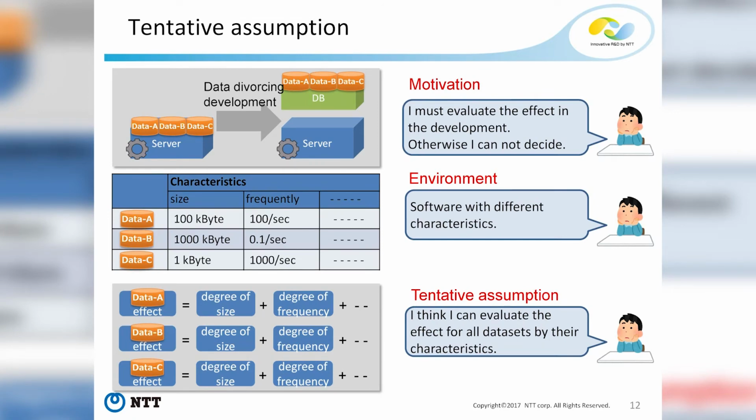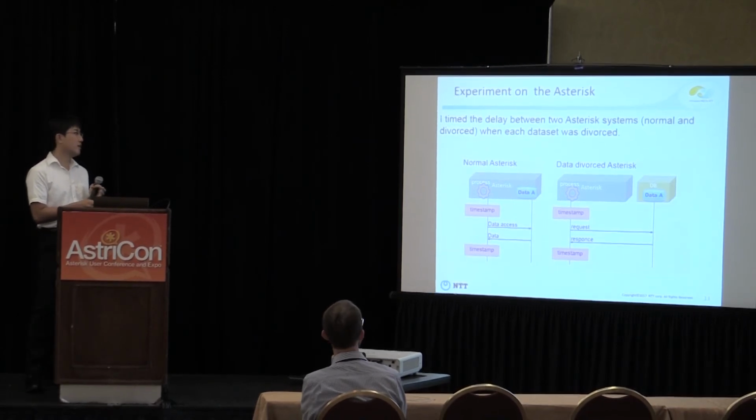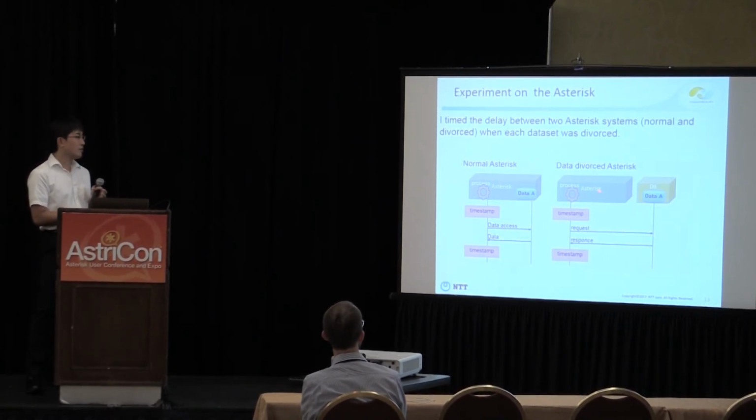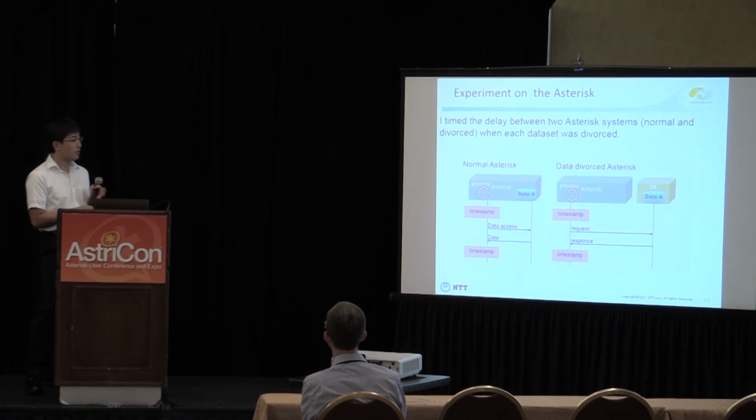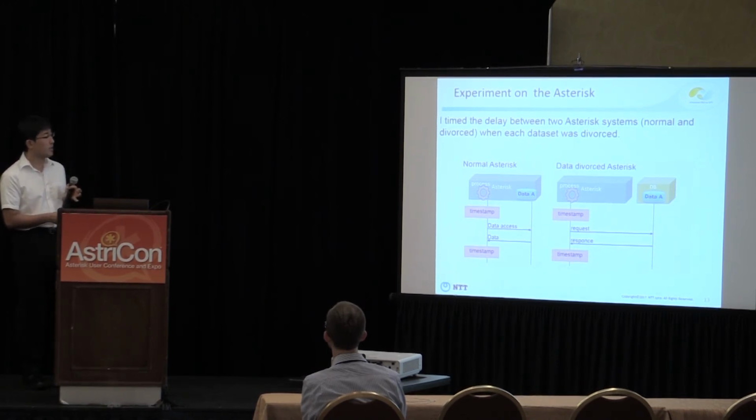This is the evaluating formula concept. Each effect equals the sum of each characteristic's degree. But this is only a tentative assumption. So I test it in Asterisk. In this experiment, I prepared two Asterisk systems. One is normal. One is data-divorced Asterisk. In this case, Asterisk has to access an external database.